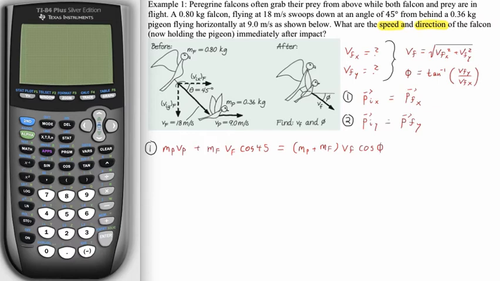Okay, so then we're going to do the same thing in the y direction. Alright, so in the y direction we're just going to have 0 for the pigeon, okay, and for the falcon we'll have m falcon, the magnitude of its velocity, and then sine of 45 to get its y component as initial velocity, and then we have the combined mass, the m total, okay, and then v final, and then sine of phi. Okay, all right.